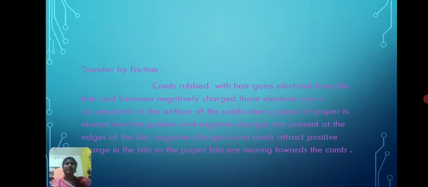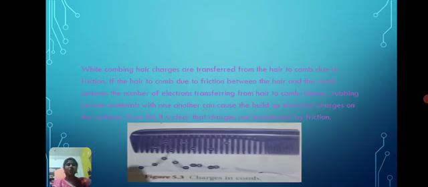So, transfer by friction. A comb rubbed with hair gains electrons from the hair and becomes negatively charged. These electrons are accumulated on the surface of the comb. When the comb is brought near small bits of paper, positive and negative charges are present at the edges of the bits. The negative charge in the comb attracts the positive charge in the bits. So the paper bits move towards the comb.